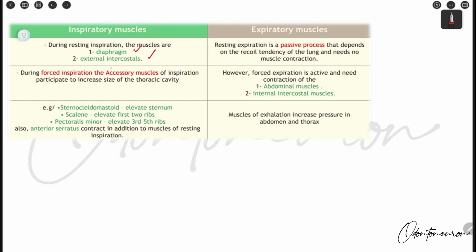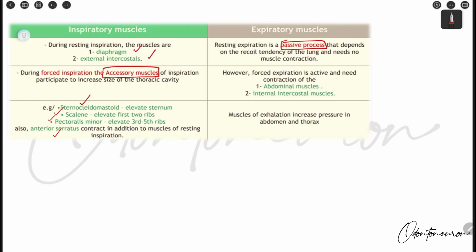Whereas if there is a forced inspiration, your accessory muscles take part. What are those? For example, your sternocleidomastoid, your scalene, your pectoralis minor, your anterior serratus; all these muscles take part. Whereas in contrast, expiration, resting expiration, is a passive process, right?